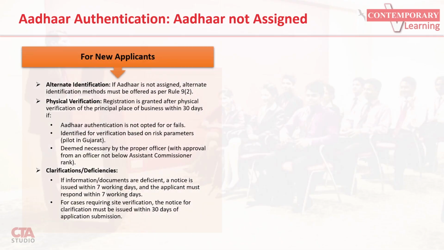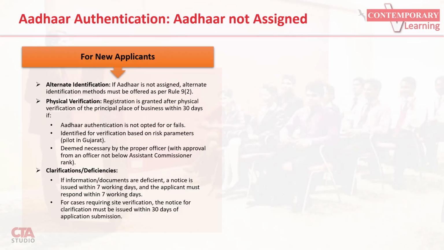Now what happens when Aadhaar is not assigned to a person as covered in the rules? For new applicants, alternate identification. If Aadhaar is not assigned, alternate identification methods must be offered as per Rule 9(2). Physical verification. Registration is granted after physical verification of the principal place of business within 30 days in these cases. Aadhaar authentication is not opted for or fails. Application is identified for verification based on risk parameters currently piloted in Gujarat.